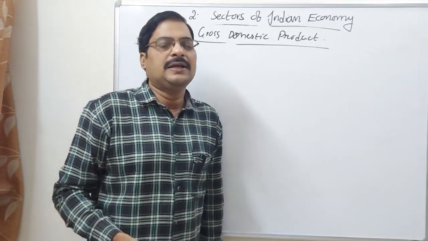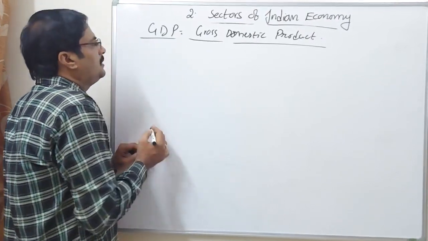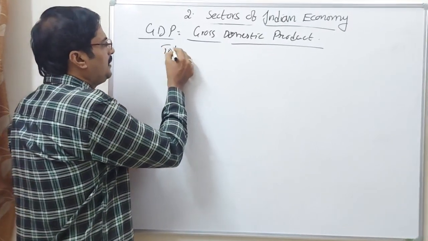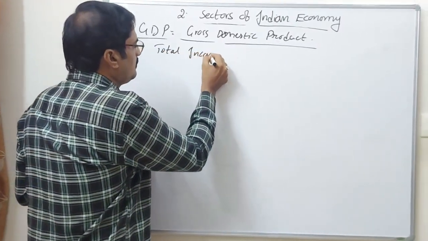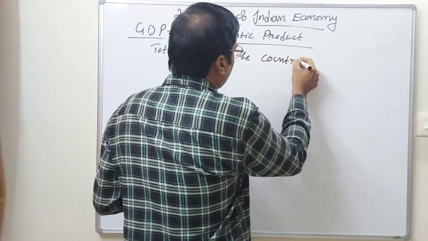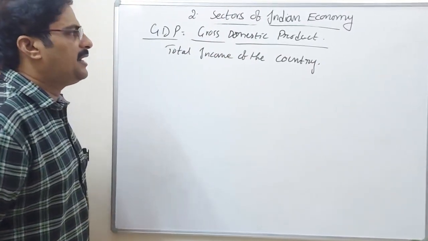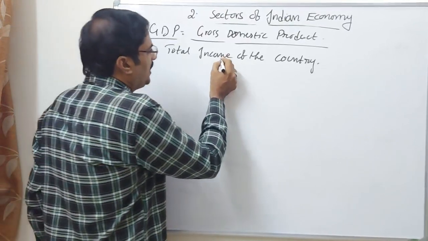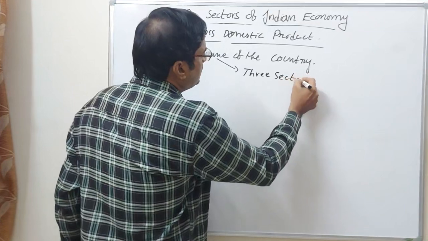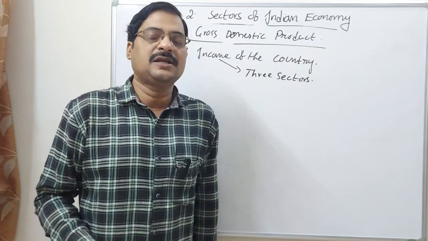How do we calculate the GDP? GDP is calculated from the total income of the country. Total income of the country means the total income of the three sectors. The total income of the three sectors is called GDP, gross domestic product.